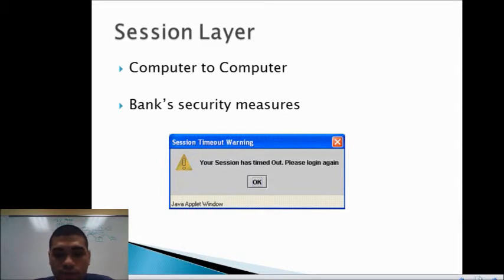The session layer is basically the layer where the sessions are created between two computers. And in order for the two computers to communicate with each other, they need to create a session. And just like I said earlier, when you go into a bank website and you leave it idle for too long, the session would time out and it will be disconnected.